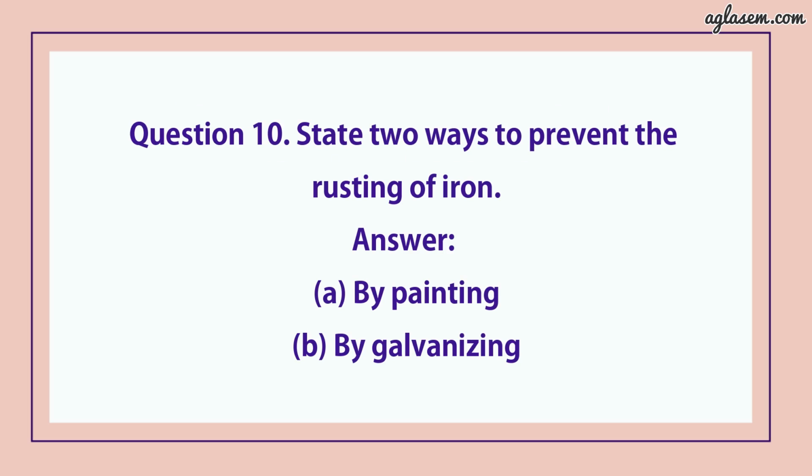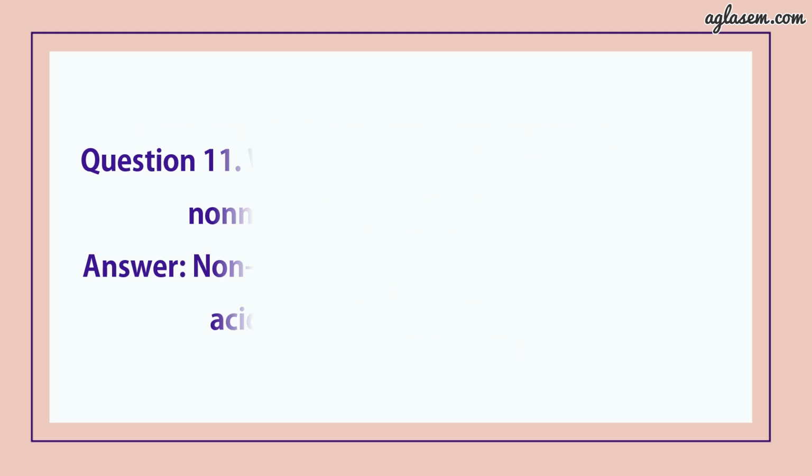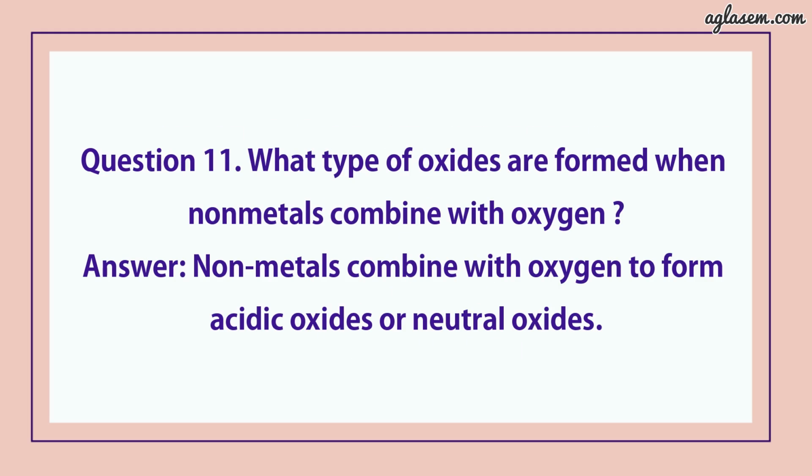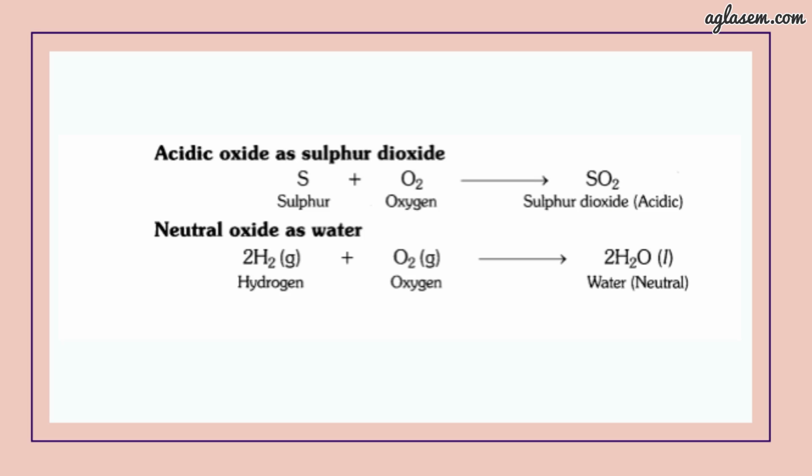Answer is by painting and the second is by galvanizing. Question number 11 says, what type of oxides are formed when non-metal combine with oxygen? Answer is non-metal combine with oxygen to form acidic oxide or neutral oxide. Acidic oxide as sulfur dioxide, that is S plus O2 will give you SO2, and neutral oxide as water, which means 2H2 plus O2 will give you 2H2O.